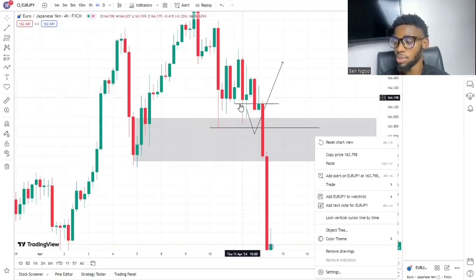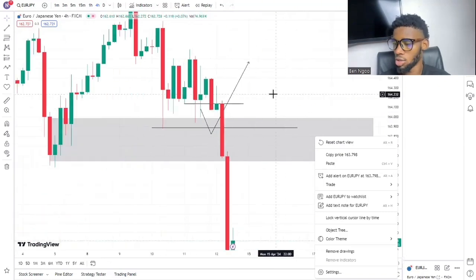Okay, price has swept the liquidity here, swept the stop losses that will be below here. Because if you expand this on the 1 hour, you definitely see a huge push to the upside. That's what I was looking at.